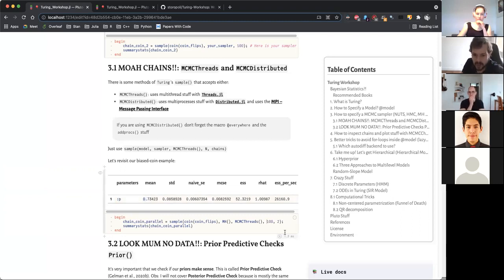And also we can have 1,000 samples, for example, or we can even do 10,000 samples. It's really fast. And we can see now that Metropolis-Hastings is not so good. It still has not converged to the ground truth, that's 0.74. And we can use another sampler like NUTS or HMC.